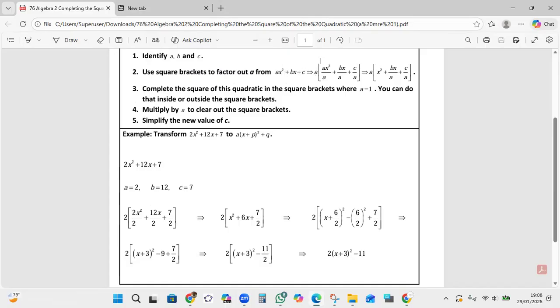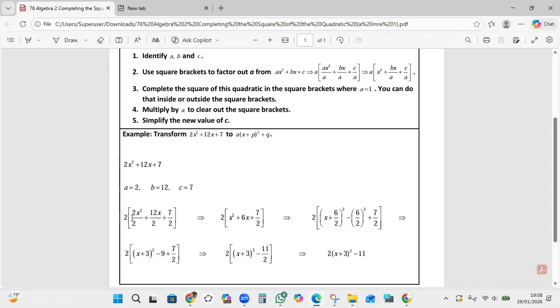Put A outside of a square bracket, and inside of the square bracket now we have ax squared over A, bx over A plus c over A, and we close the square bracket. And then we divide out A, so I'm left with x squared plus bx over A plus c over A, close bracket, with A outside of the square bracket. So let's do that here.